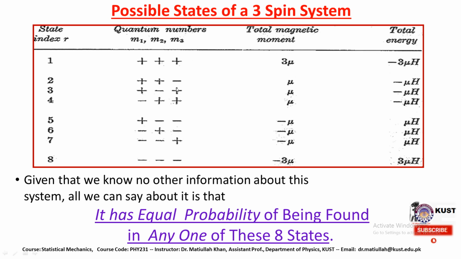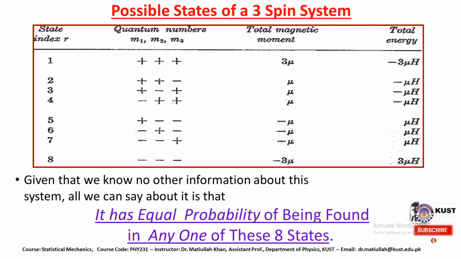In this case, two of them cancel each other, so we have only mu, and the energy is minus mu H. And in these 3 cases, we will have minus mu for these 3 possible configurations, and the corresponding energy is mu H. So in the last case, when all are spin down, we have the total magnetic moment of minus 3 mu, and the configuration has the total energy of 3 mu H. So this is the simple arrangement, the simple example that has been solved.